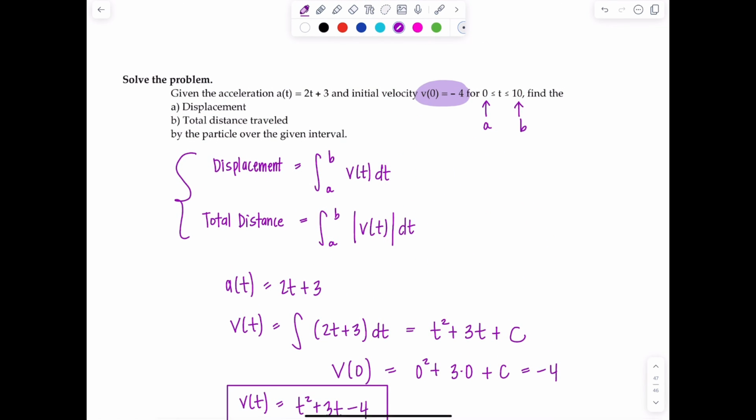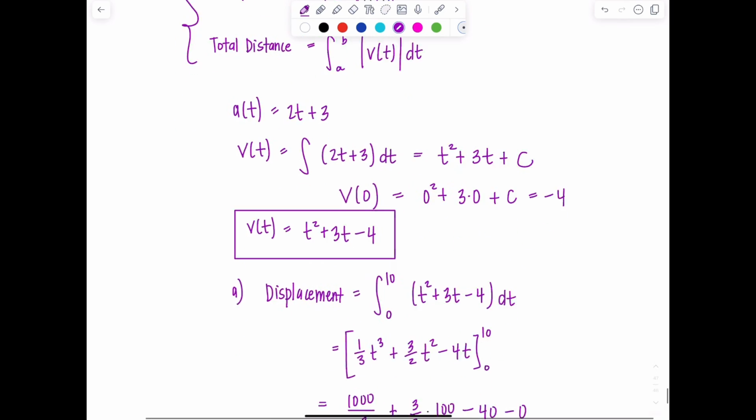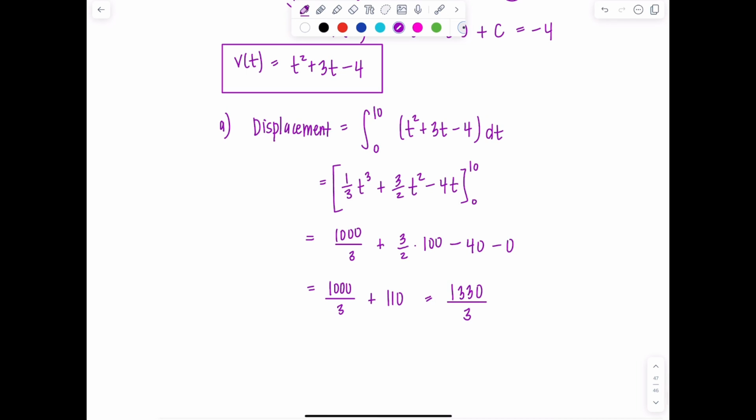Did they give me units? No. How rude. Pretend we're in meters. It just feels better. If there's no units, I would just put units, you know? But we're just going to make it a little more realistic. Meters. Just put M. We're good. Everyone should know.